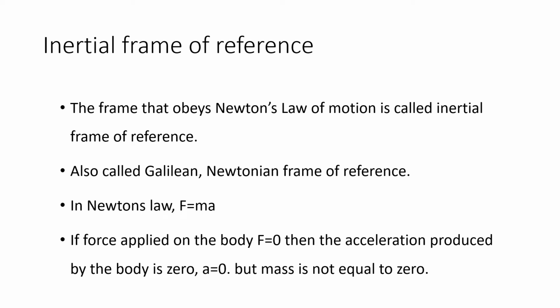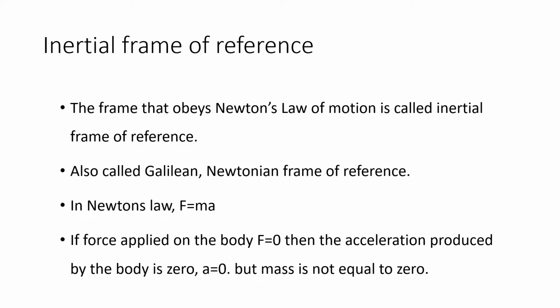As there are two types of inertial frame of reference we discussed, the first kind is inertial frame of reference. The frame that obeys Newton's law of motion is called inertial frame of reference. You know the definition of Newton's law: an object at rest will remain at rest and an object in motion will remain in motion unless an external force is applied on it to change its position or direction.